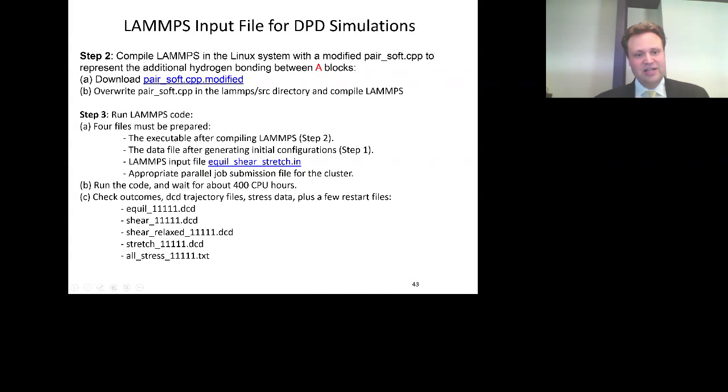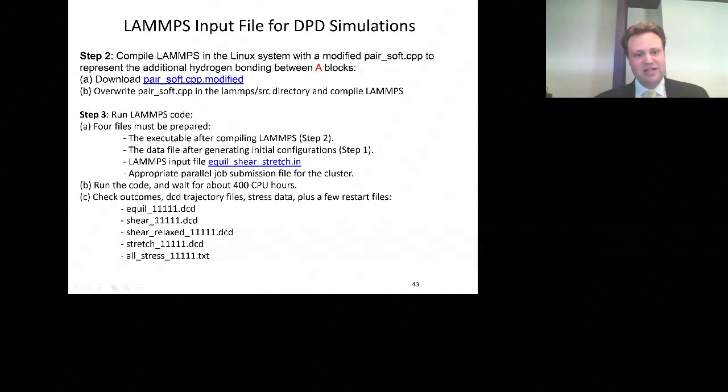And the code will run, and will ultimately give you a bunch of files. These DCD files are trajectory files. We have stress information and a couple of restart files in case you wanted to restart the code, or if you wanted to do different boundary conditions and so on, you can do all this. And the nice thing is in LAMMPS, you can essentially run and manipulate the data and the coordinates in any way you like. In other words, if you'd like to apply different kinds of straining conditions, forces or any kind of different boundary conditions, you can easily do this. You can use the whole machinery of LAMMPS that you've already used for other systems, and apply this to test a bunch of different properties here.